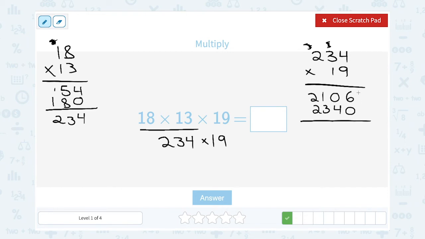Okay, and now I have to add up the digits in each column to get my final answer. 6 plus 0 is 6. 0 plus 4 is 4. 1 plus 3 is 4, and 2 plus 2 is 4. So my final answer to this entire thing is going to be 4,446.